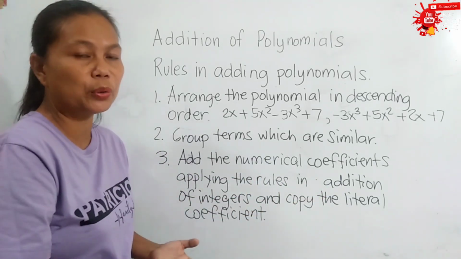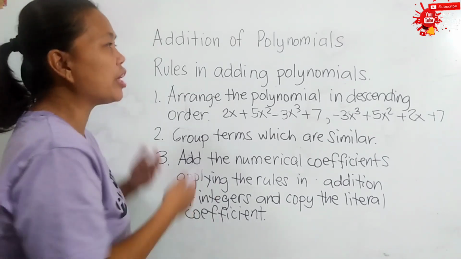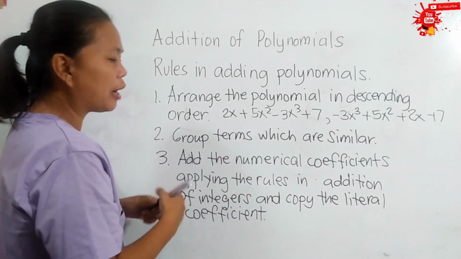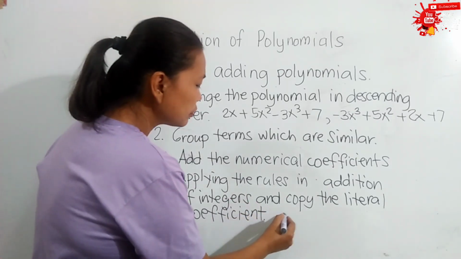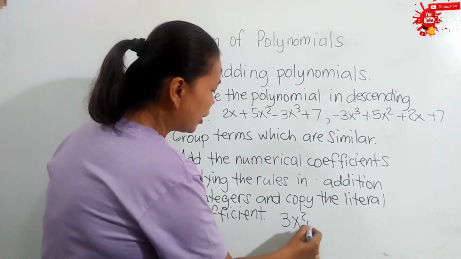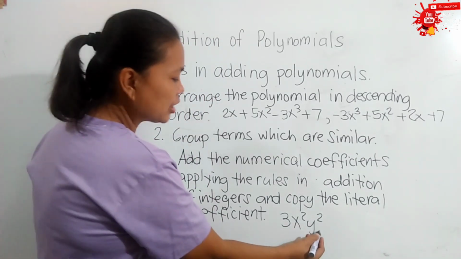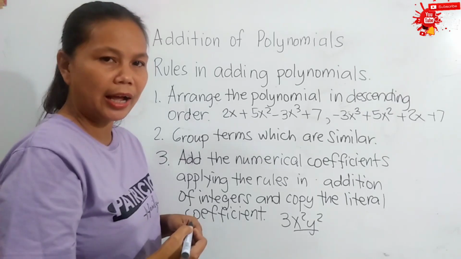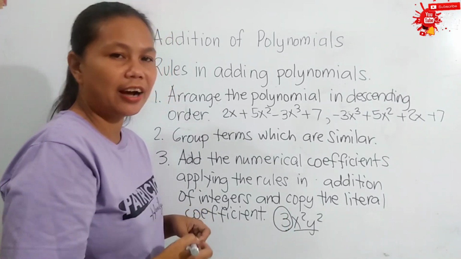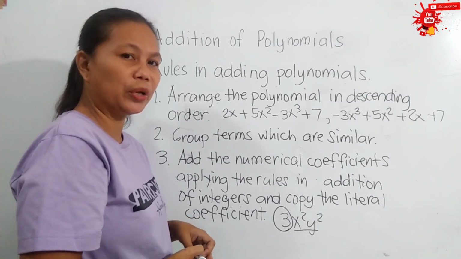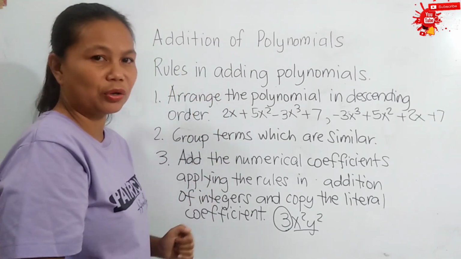So that's why we also reviewed the rules for the addition of integers, because we will need them when we add polynomials. And what are we talking about? Numerical coefficients. So say for example, we have here 3x squared y squared. So in this given term, x squared y squared is the literal coefficient and 3 is the numerical coefficient. Okay? So we will use all of these rules when we add polynomials. So let us have an example.